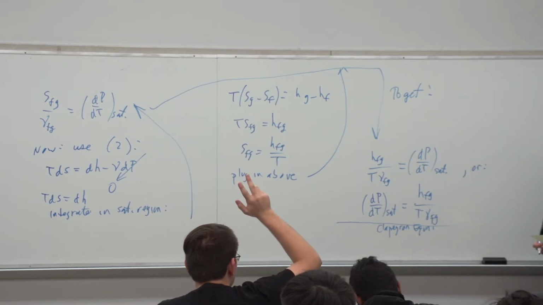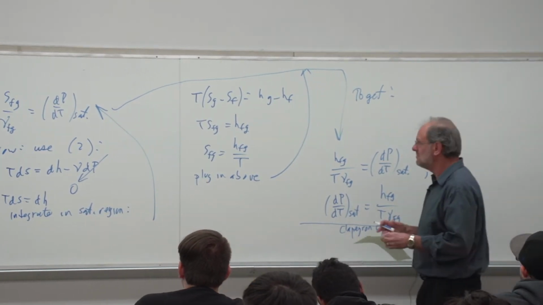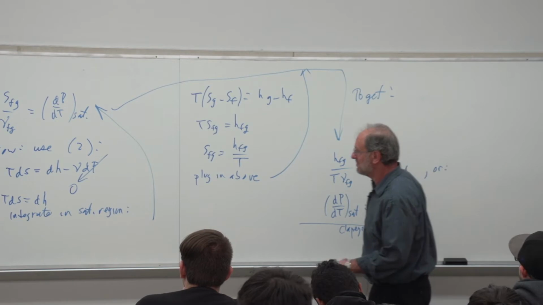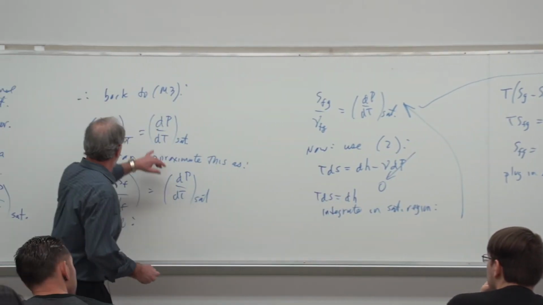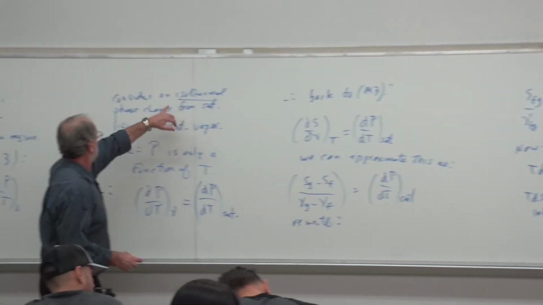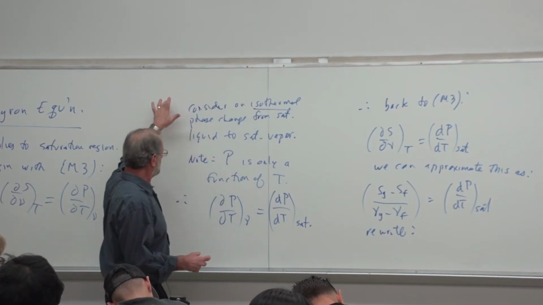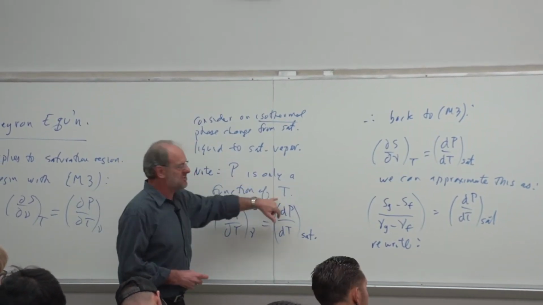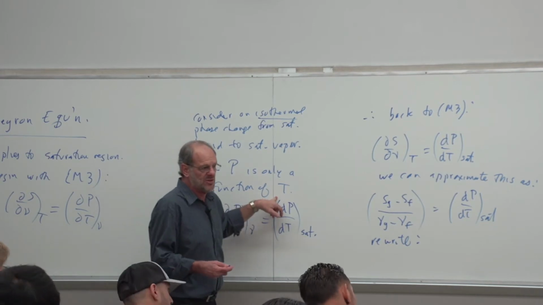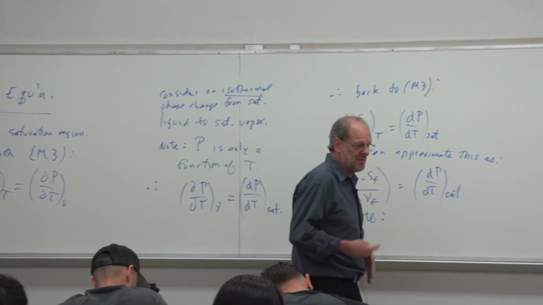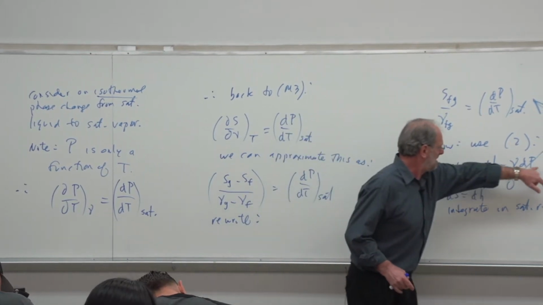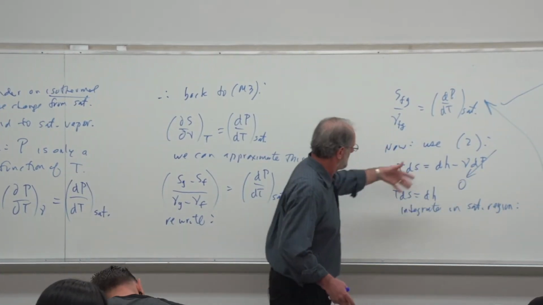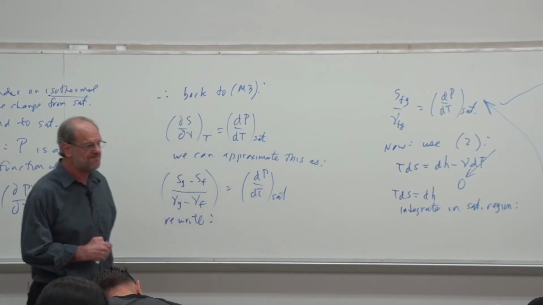Okay. Yes? Once again, why could we say that the VdP was equal to 0? It's actually the dP part of the VdP that's equal to 0, and it's just because we're talking about an isothermal phase change and P is a function of temperature only. So if there's no change in temperature, there can't be a change in pressure. That's just the nature of the saturation region. So dP is 0 for this particular example, and that's what leaves us with this equation.